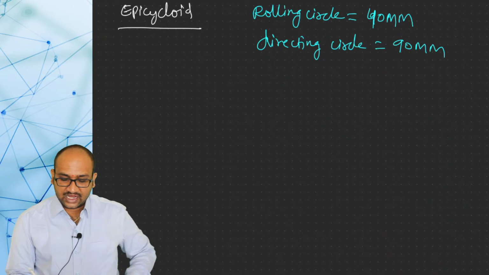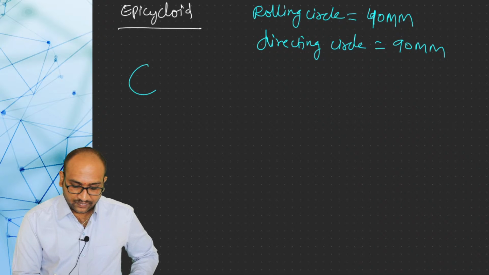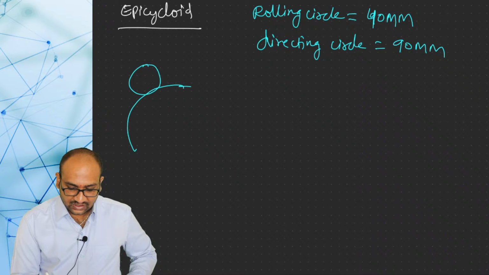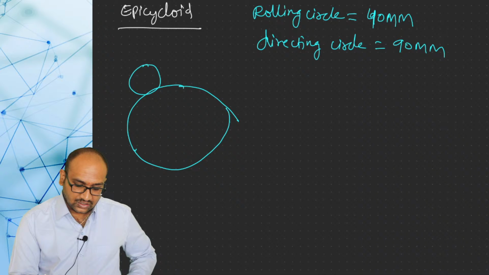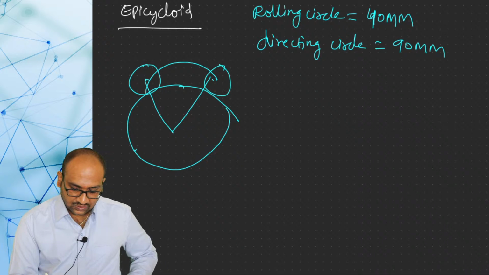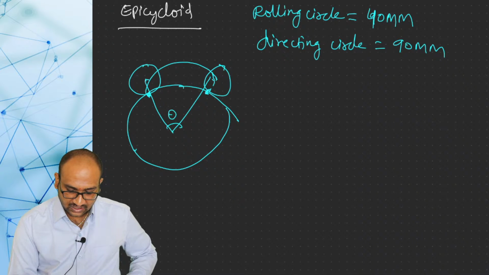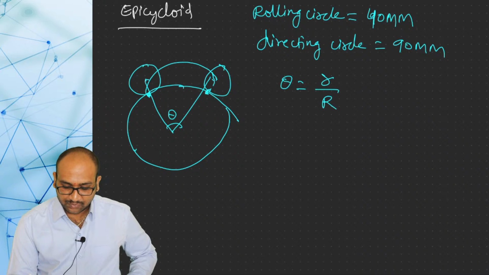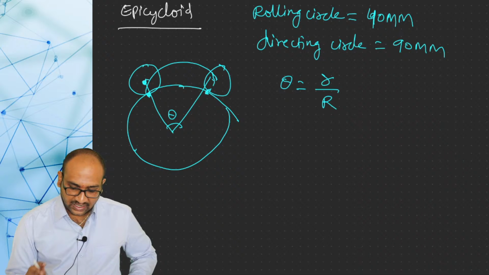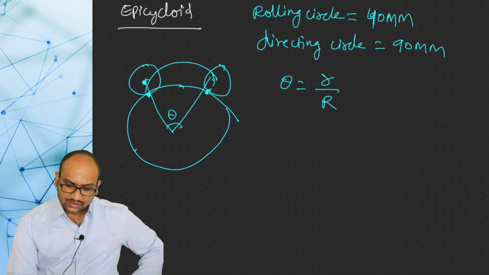We already discussed that an epicycloid is a cycloid where the rolling circle rolls on another circle for one revolution. So, this is the starting point of the curve and this is the ending point of the curve. So, this angle we should find out. So, theta is equal to small r by capital R, where small r is the radius of the rolling circle and capital R is the radius of the directing circle. So, this is 40 mm and this is 90 mm.